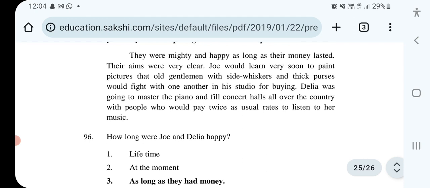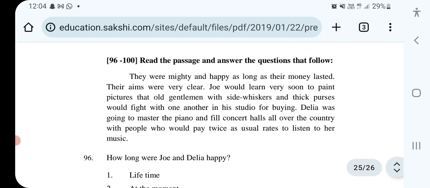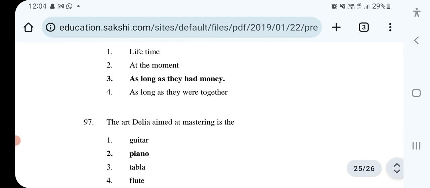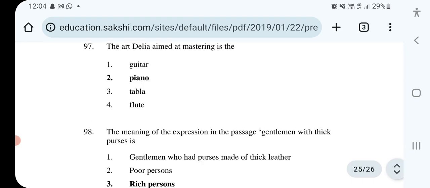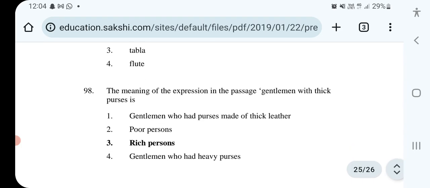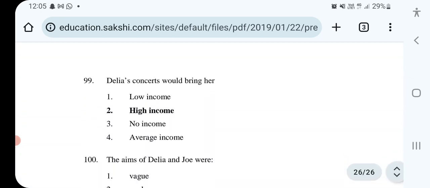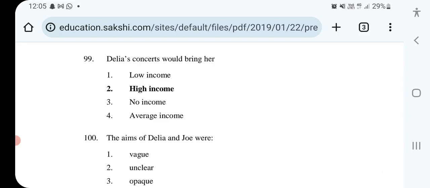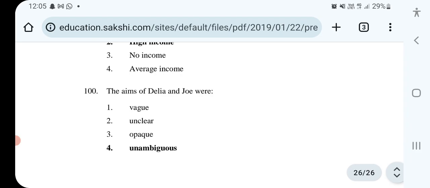How long were Joe and Delia happy? They were mighty and happy as long as their money lasted. The art Delia aimed at mastering is the piano. The meaning of the expression gentleman with thick purses is rich persons. Delia's concerts would bring her high income. The aims of Delia and Joe were unambiguous.